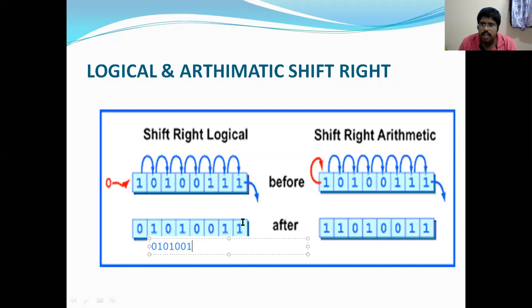Isn't it? Then what is going to happen is I will get an empty first position. So with what do I have to fill that first position? Observe carefully: whenever I perform a logical shift right operation, the empty place present in the MSB, the topmost left side, will obviously be filled with 0. That means this is the answer we are going to get.